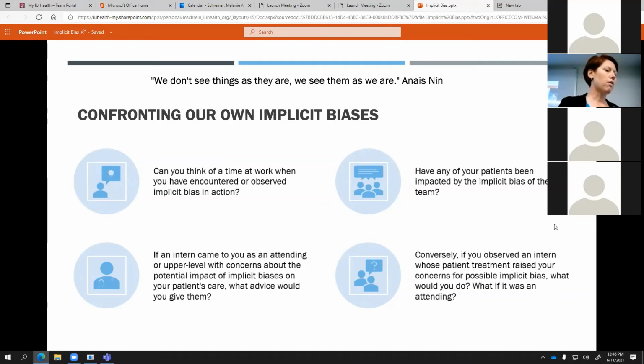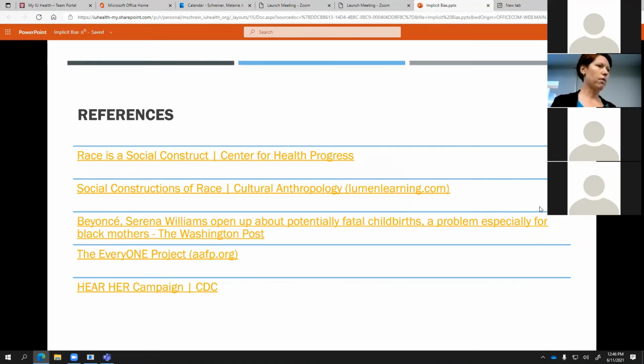And then, also, if you observed an intern whose patient treatment raised your concerns, and this could be any one of us, honestly, concerns for possible implicit bias, what would you do? And what if it was an attending or an upper level and you were in that role? So if anyone feels comfortable discussing, or if you have other points that you want to bring up, we'd like to have this opportunity. We do have our reference slide.